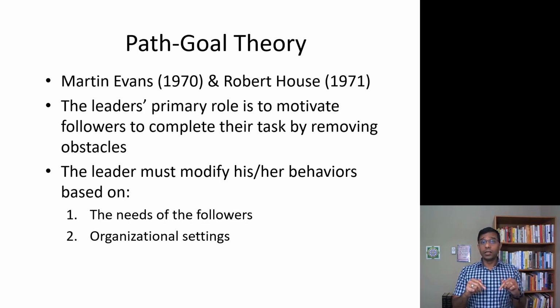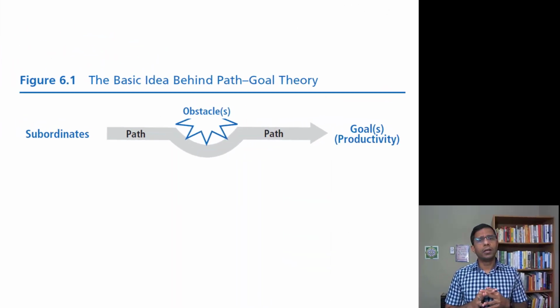But in the path goal theory, motivation is the goal. That is the objective. So you are not tweaking your style based on the motivational levels of the followers. Rather, your goal as the leader is to motivate your followers. That's one major difference. Here's a pictorial depiction of the path goal theory.